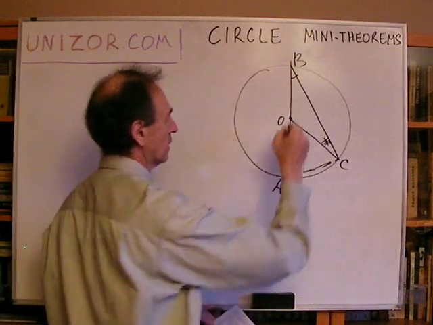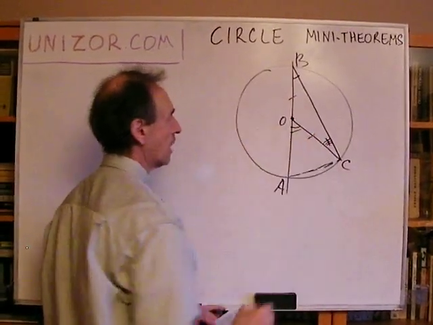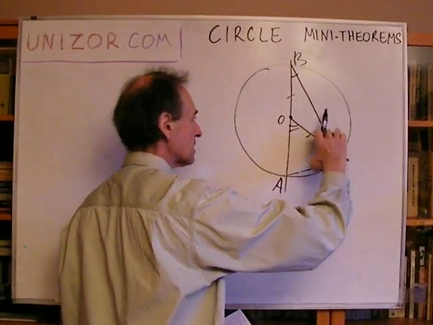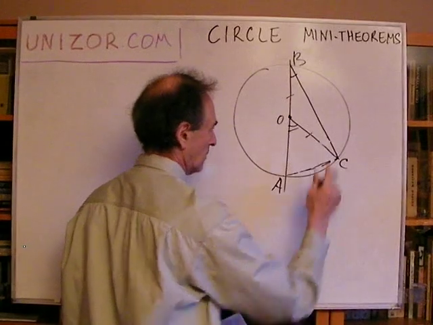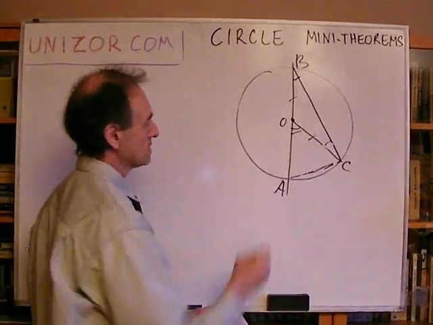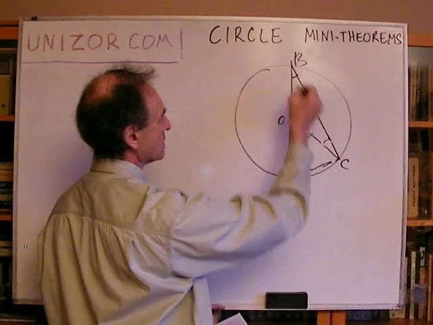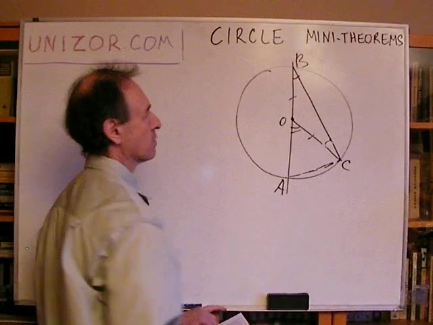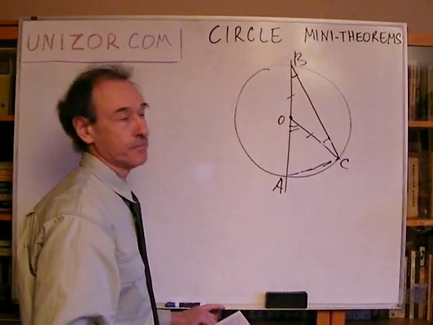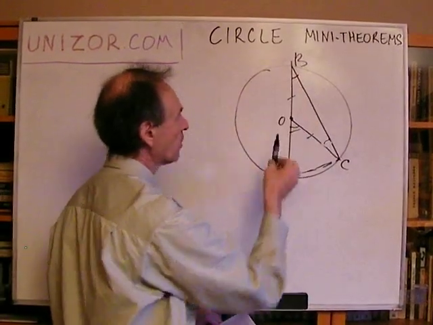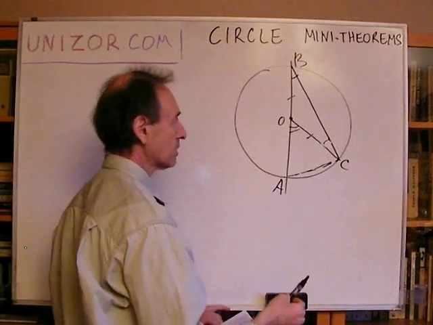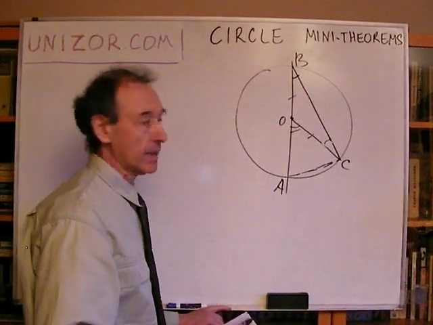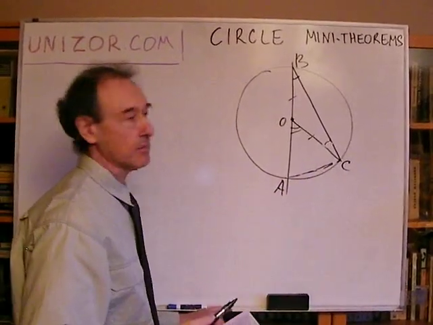But OB and OC are two radiuses, which means that these angles are exactly the same. And since AOC is equal to this plus this, and they are equal to each other, it means it's twice as big as one angle ABC. So, in case one of the chords is a diameter, then the inscribed angle is half of the corresponding central angle, which is supported by the same arc.